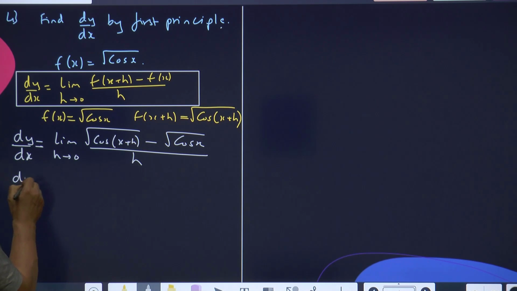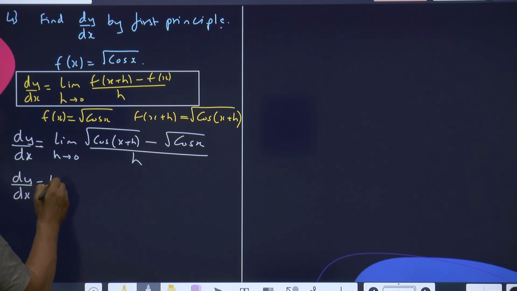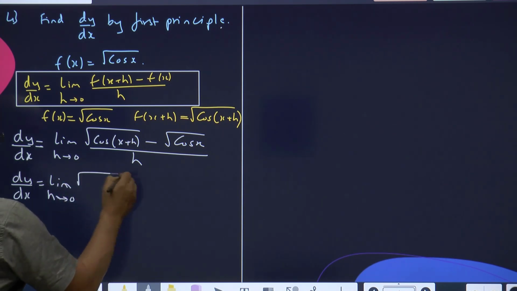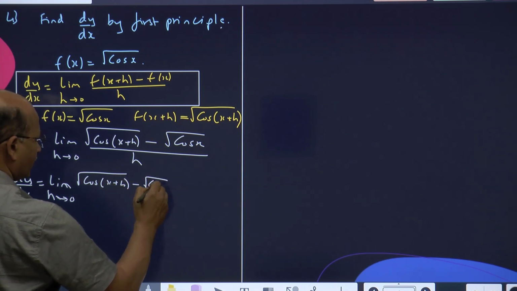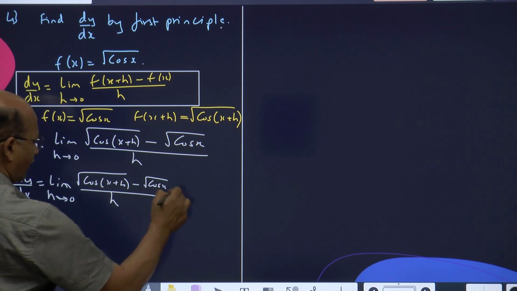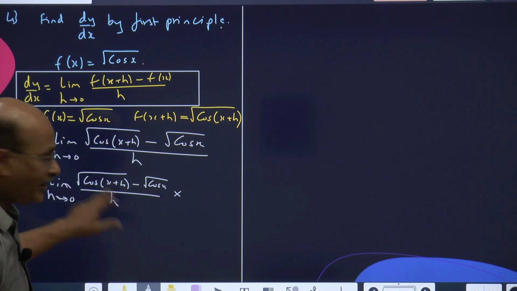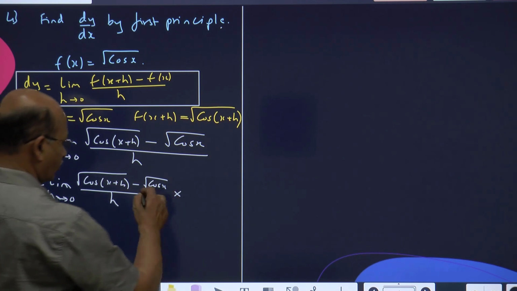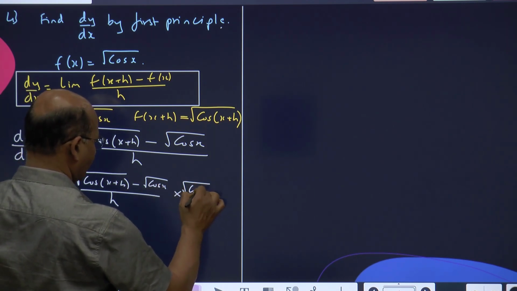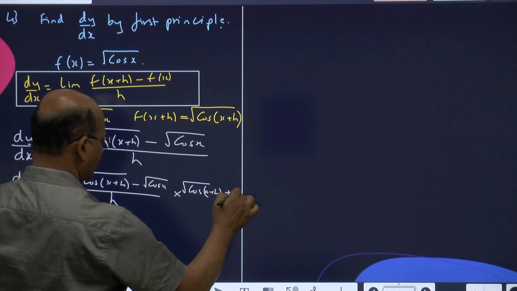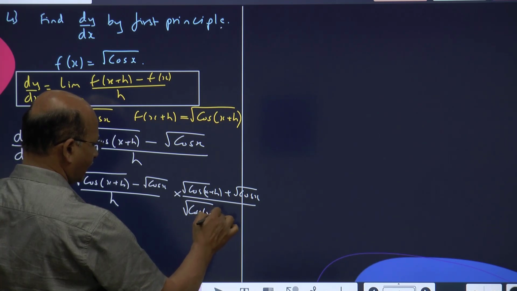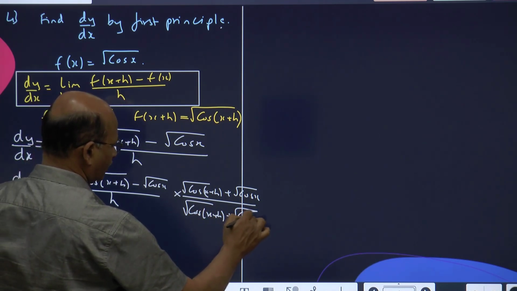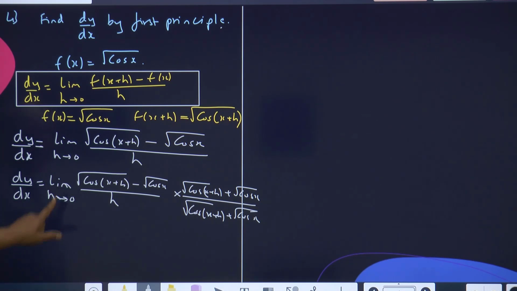So let us pick it up quickly. dy/dx, I am rationalizing the numerator: limit as h approaches 0, root of cos(x+h) minus root of cos x upon h, multiplied by the rationalizing factor of the root in the numerator and denominator. So it will be root of cos(x+h) plus root of cos x upon the same thing, root of cos(x+h) plus root of cos x. Immediately let me see what happens now.